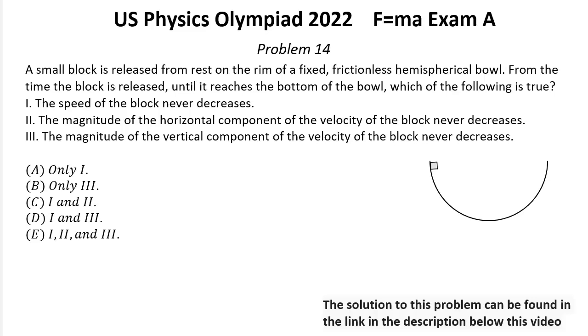And choice 3 isn't true because the vertical velocity starts at 0 and ends at 0, so its magnitude must increase and then decrease. So the correct answer is C. First and second are true, and that was the solution for problem number 14.